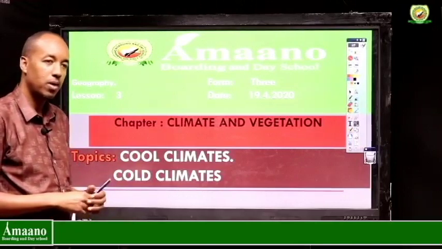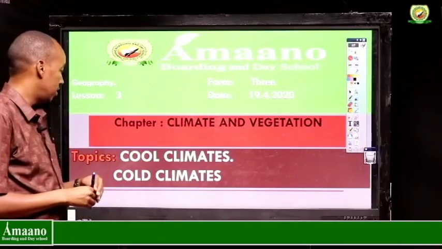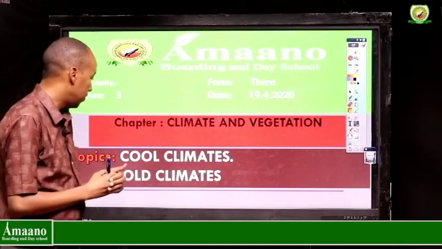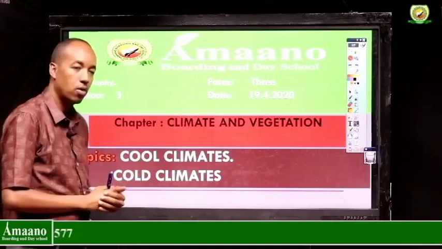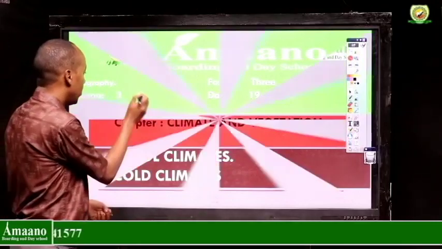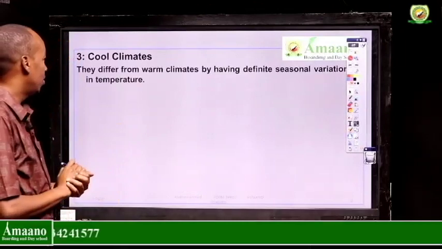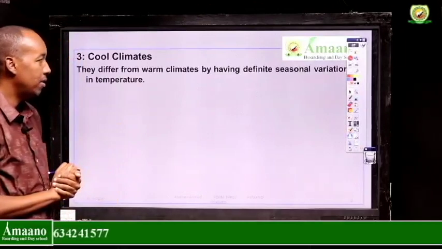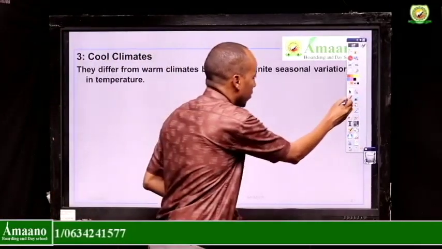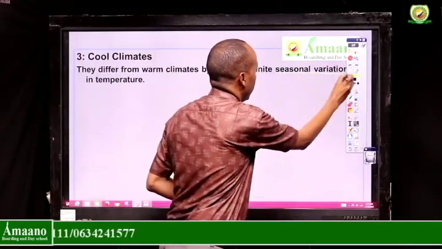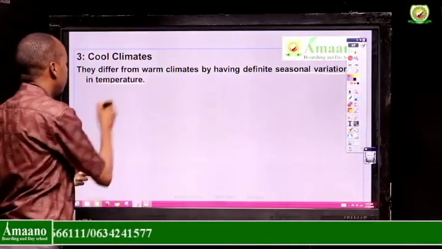You remember we talked about the different climatic regions. So we studied the hot climates, and today we are learning about the cool climates and at the same time the cold climates. So let's start our topic. The first one is the cool climate. The cool climates differ from warm climate by having definite seasonal variation in temperature. As you can see from here, they have a seasonal variation in terms of temperature.